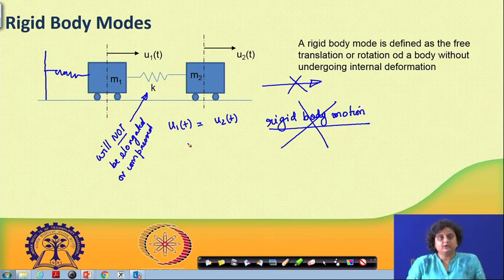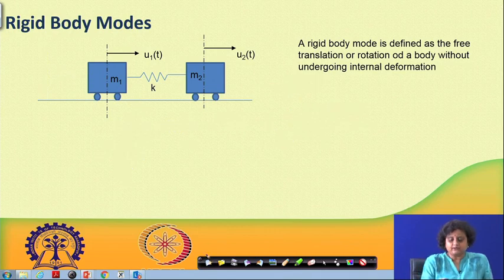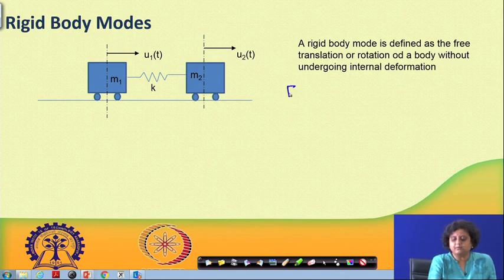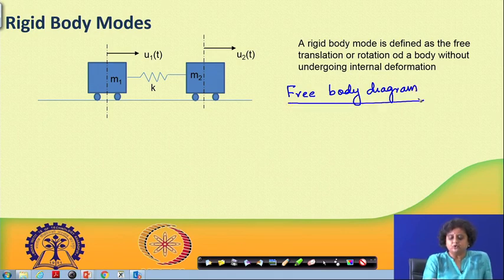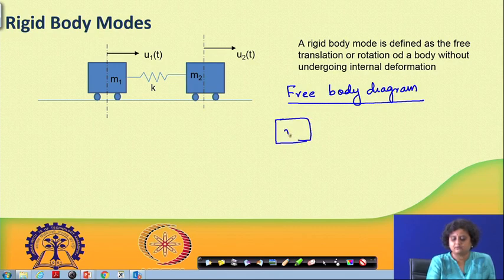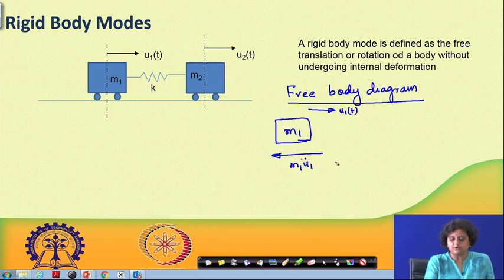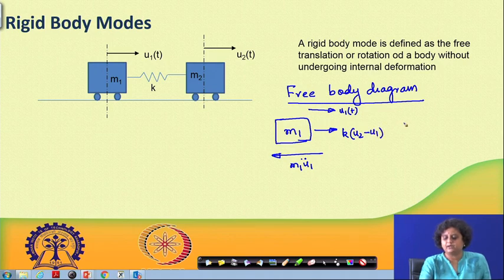So, now let us look into the problem in more detail and see what is going to happen if we have such a system where rigid body translation or rotation is allowed because of the lack of constraint. Let me first draw the free body diagram of the system. The mass M1 has u1 degree of freedom. So, there is an inertial force M1 u1 double dot and a spring force k(u2 minus u1), and similarly for the second mass.